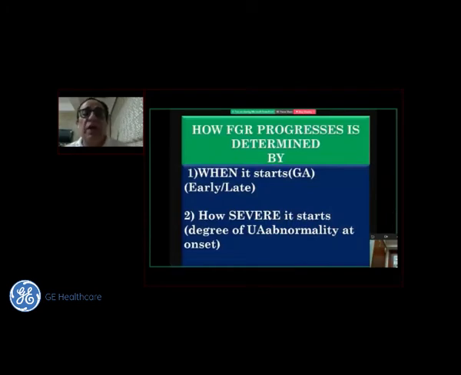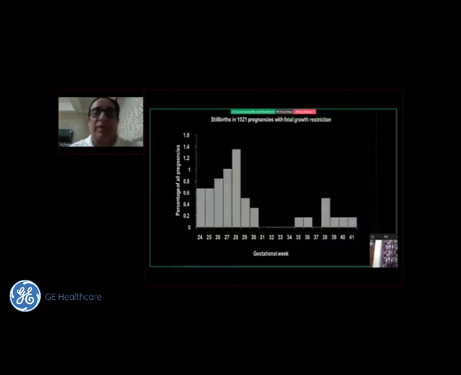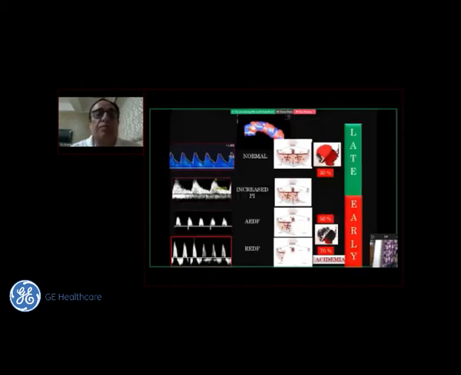So how FGR progresses is determined by when it starts. Does it start early or does it start late? And how severe it is at the start. That means how bad is the umbilical artery abnormality at onset. So these are the two parameters which dictate how this baby is going to perform. And it has been seen in studies of stillbirth that there are two areas where stillbirth is more common, that is before 30 weeks and then after 35 weeks. So these are two phenotypic groups which we will focus upon.